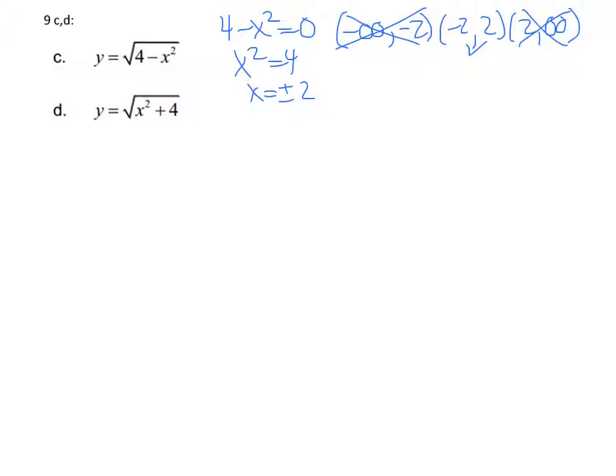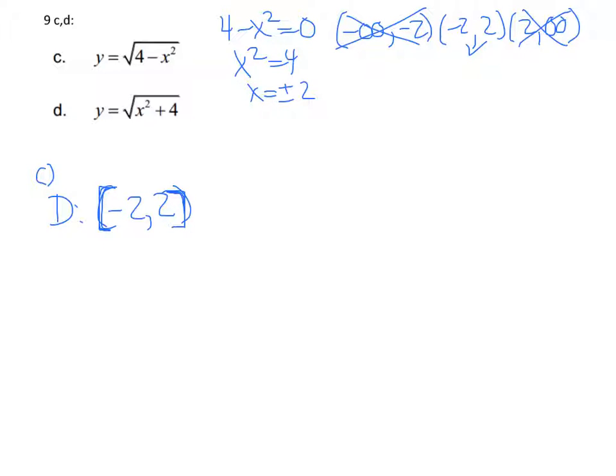So we know that the domain for letter C is going to be the open interval negative 2 to 2. Now to get the range for that, inclusive, negative 2 to 2 inclusive, because it can equal 0.